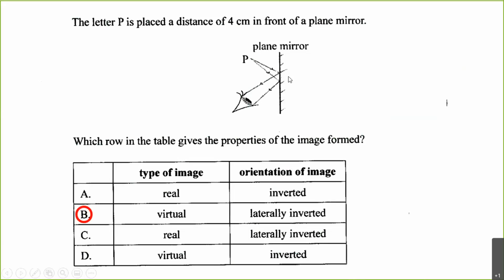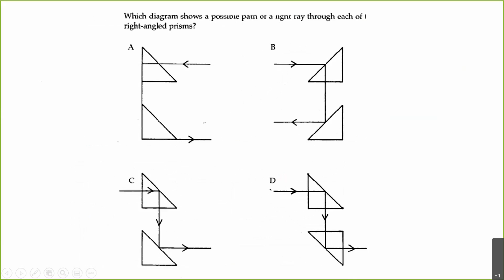All right. What about this one? Which diagram shows a possible path of a light ray to each of these right angle prisms? First of all, what is this? What am I making by putting those two prisms together? A periscope. Mm-hmm. And which one of those shows the path of the light ray through the periscope?